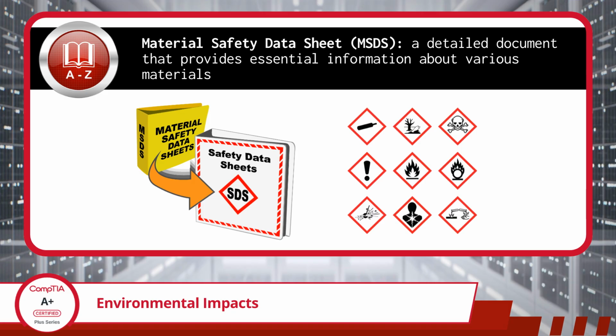A material safety data sheet, or MSDS for short, is a detailed document that provides essential information about the properties of a material, its potential hazards, safe handling and storage requirements, as well as disposal practices. It even includes guidance on dealing with fire risks, explosion dangers, and first aid measures. Whether you're figuring out how to recycle a laptop battery or dispose of an old CRT monitor, a material safety data sheet ensures you're doing it safely and responsibly.